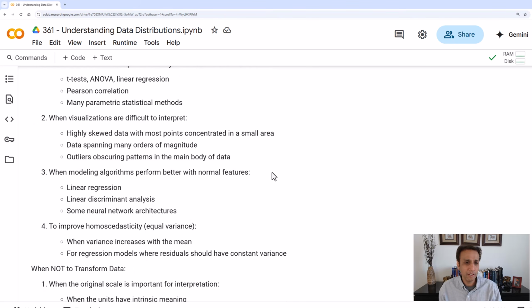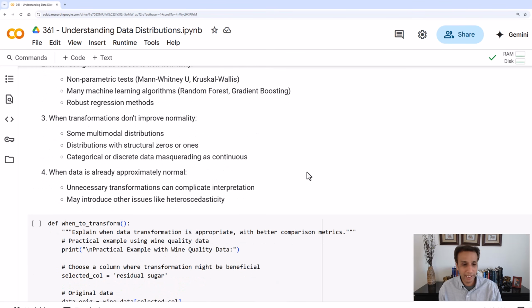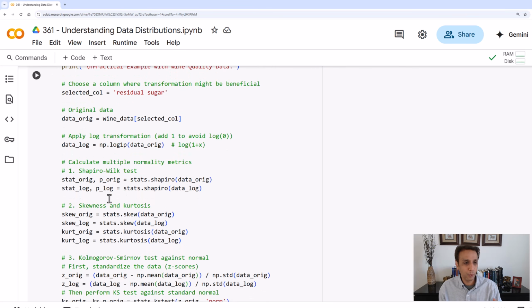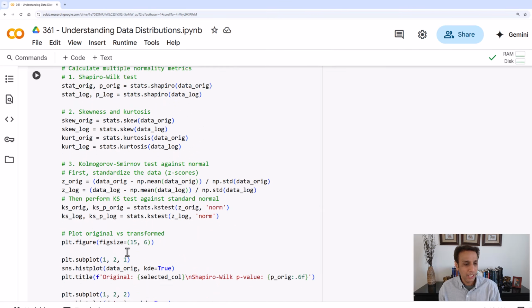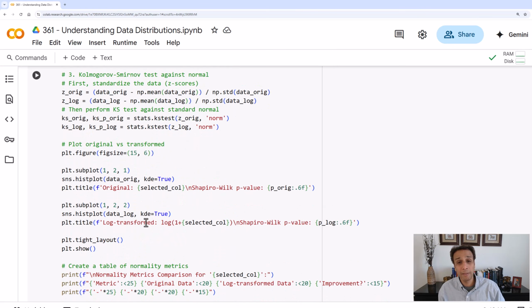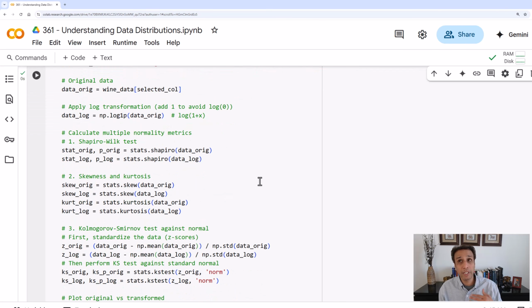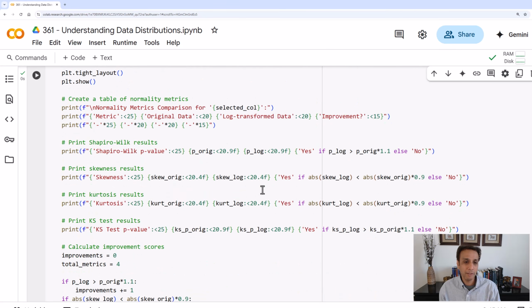Again, additional notes right here. If you want to go through it carefully, I definitely recommend doing that. And for the fun of it, I basically said, okay, for residual sugar, let's print out a few different ways and a few different metrics. For example, calculate multiple normality metrics using Shapiro-Wilk, skewness, kurtosis, and a few others, and also plot a few and compare them and display the data in a table format so we can decide which of these is the best transformation for it to be normally distributed.